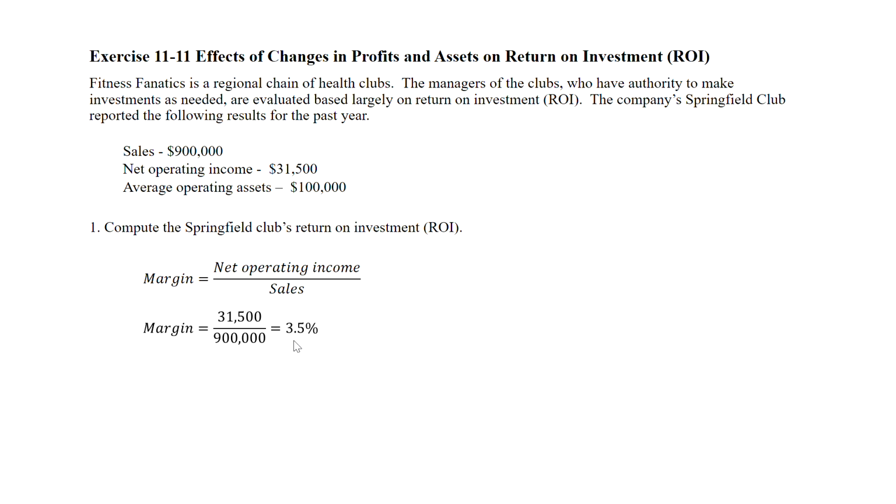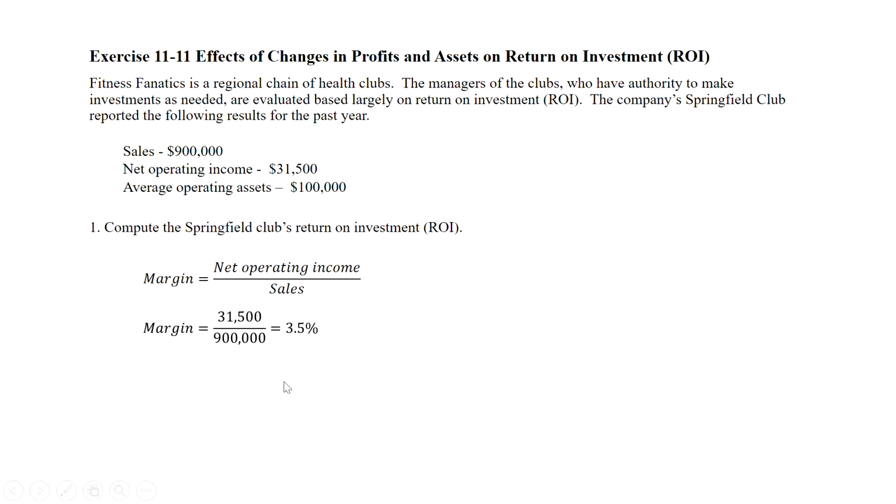Important to know which ones are a percentage, which ones are a number of times. Margin in this example is 3.5%. So that's saying of the sales dollars, 3.5% of it is net operating income.